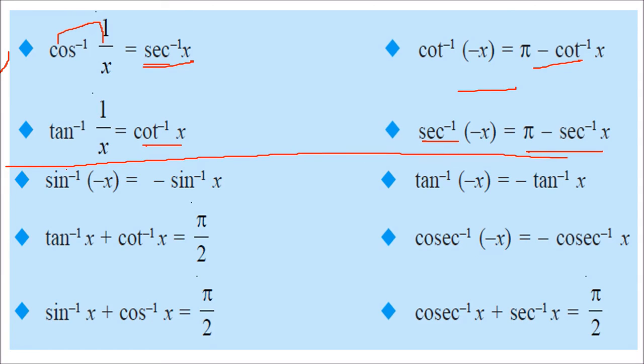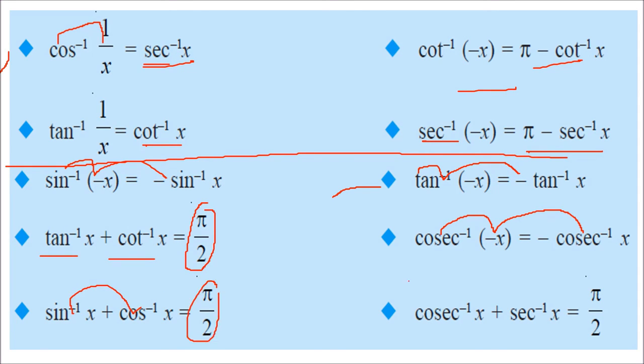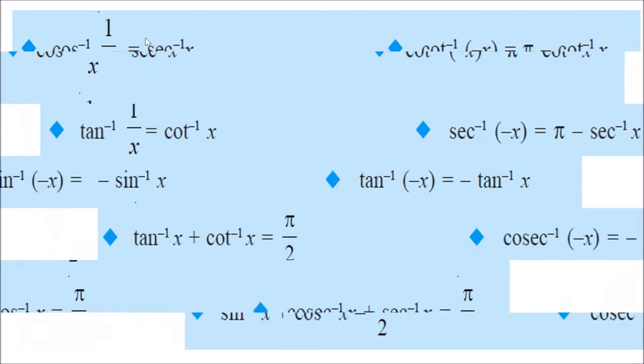Now, sine inverse minus x is minus sine inverse x. Tan inverse minus x is minus tan inverse x. Cosec inverse minus x is minus cosec inverse x. When we add tan inverse and cot inverse, it becomes pi by 2. When we add sine inverse and cos inverse, it is pi by 2. When we add the inverses of cosec and sec, it becomes pi by 2.